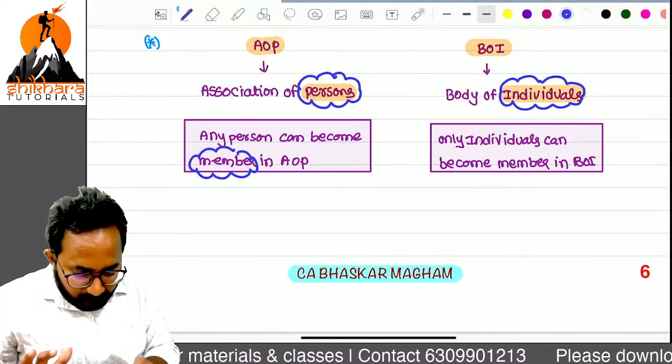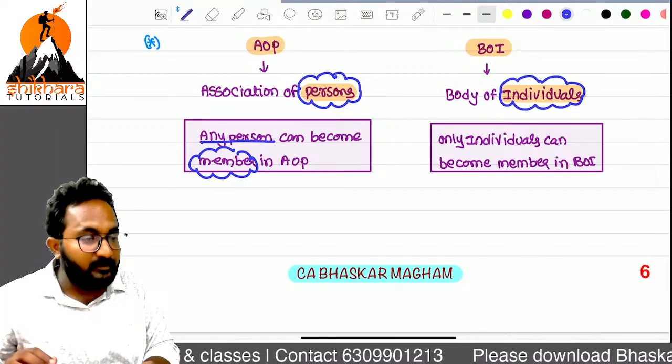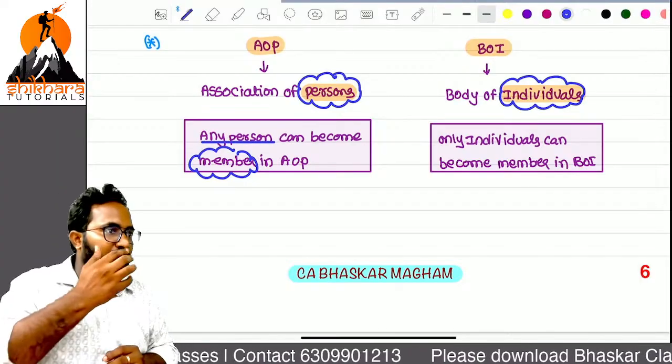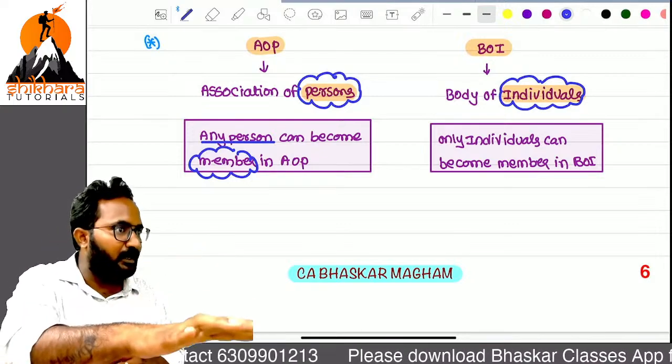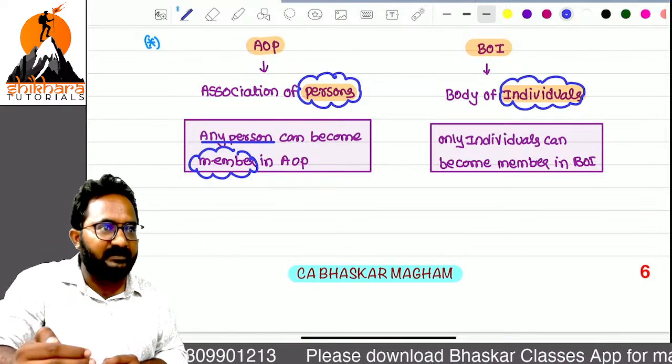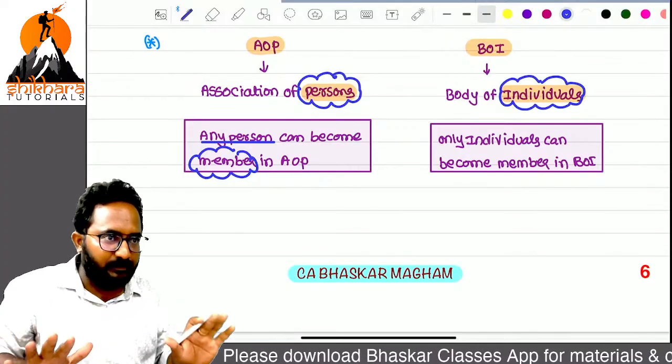Any person. Sir, can I give a simplification of this, ma? In your accounting, you have one chapter, joint venture. One company, one partnership firm, one individual, all together, they can start one business. That is what we call a joint venture. Simply, that is an association of persons only.